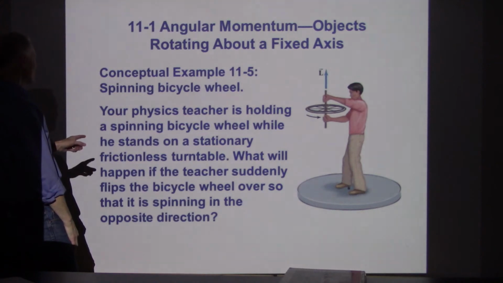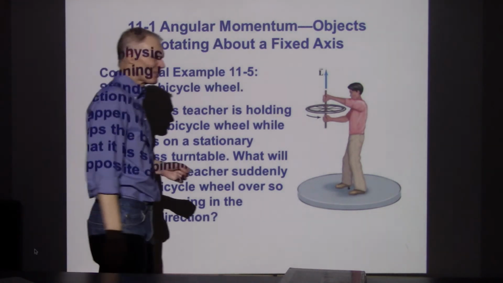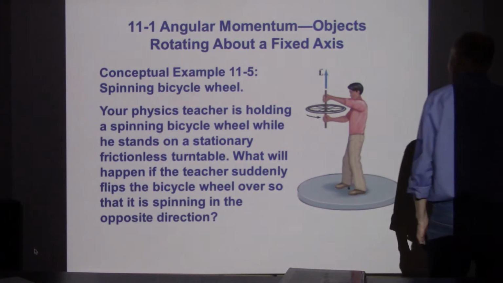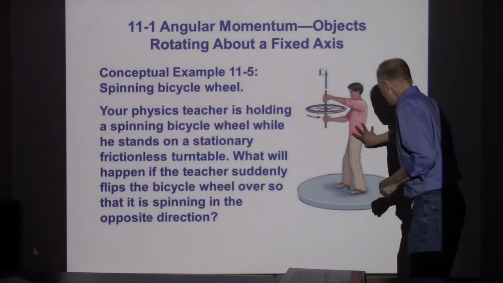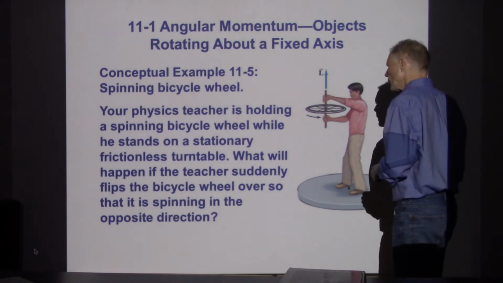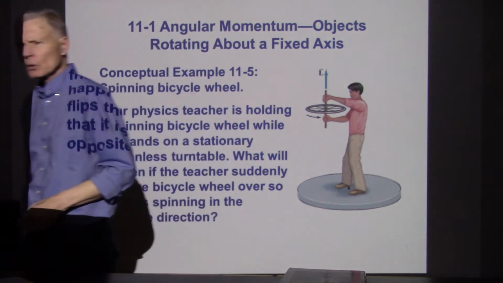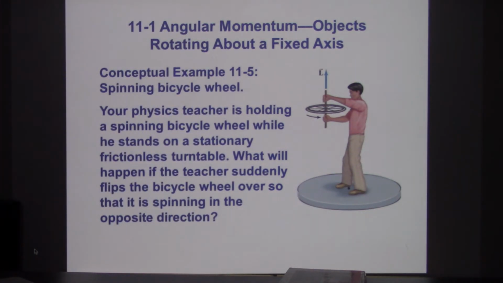Now, we don't know how this happened, so I'm a little confused here. So I'm thinking what happened is the physics teacher probably got that bicycle wheel going when they were standing off the platform, and then they stepped onto the platform. Now, what they're going to have the physics teacher do now is flip the bicycle wheel over. What's going to happen? So what happens when you take a spinning object that has a bunch of angular momentum built up and flip it over?